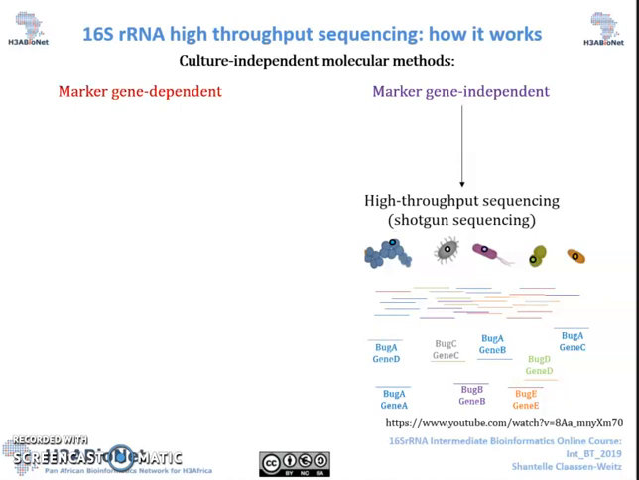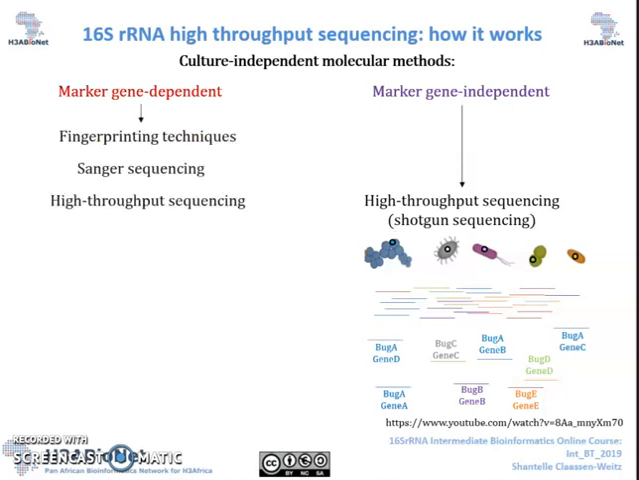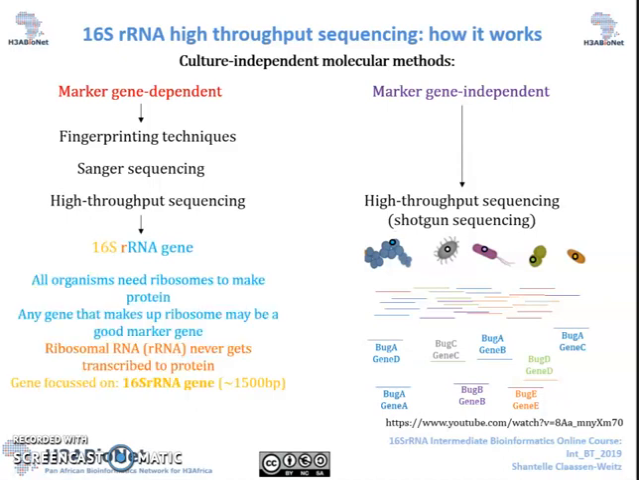Marker gene-dependent approaches is where we use, for example, fingerprinting techniques, Sanger sequencing, or high-throughput sequencing to sequence a specific marker gene which has been targeted with a PCR step. For bacterial studies, we are mostly interested in the 16S rRNA gene due to three primary characteristics. Firstly, it's present in almost all bacteria.